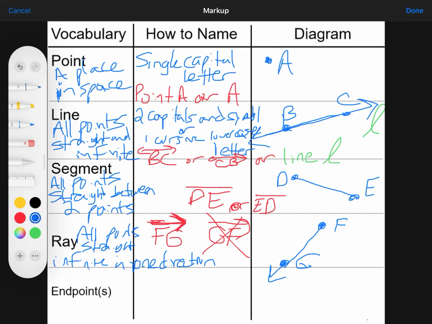And the endpoints are just the 1 or 2 points where a segment, wow, that word where is not what it needs to be.